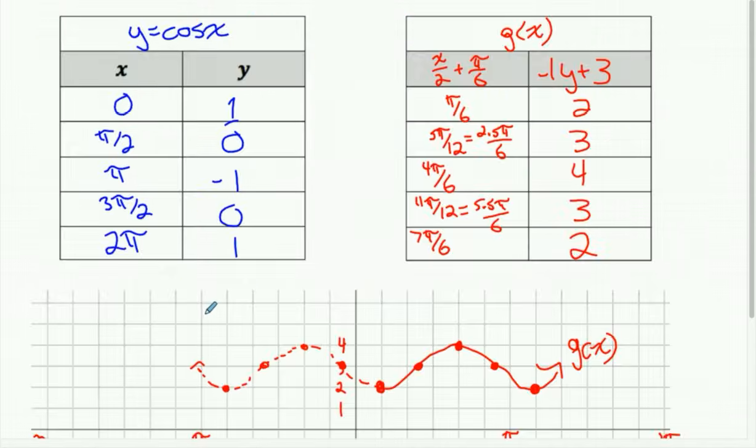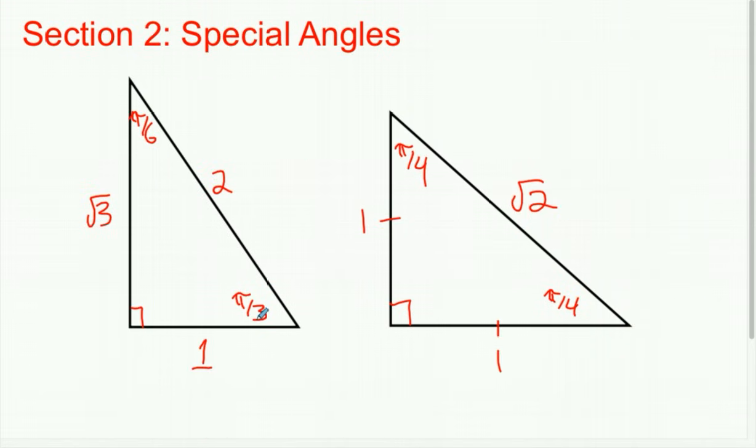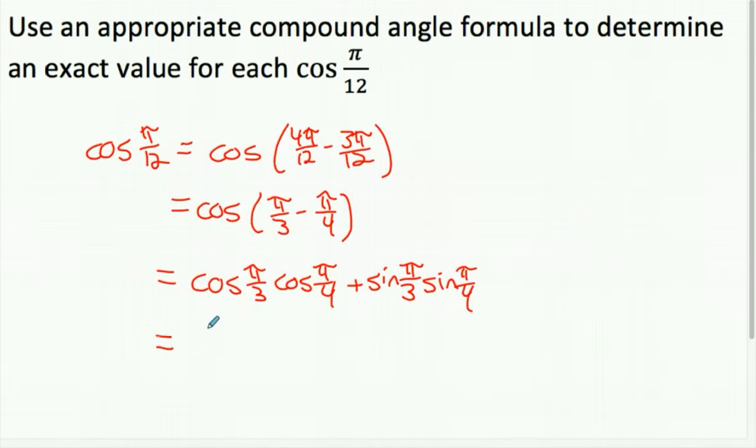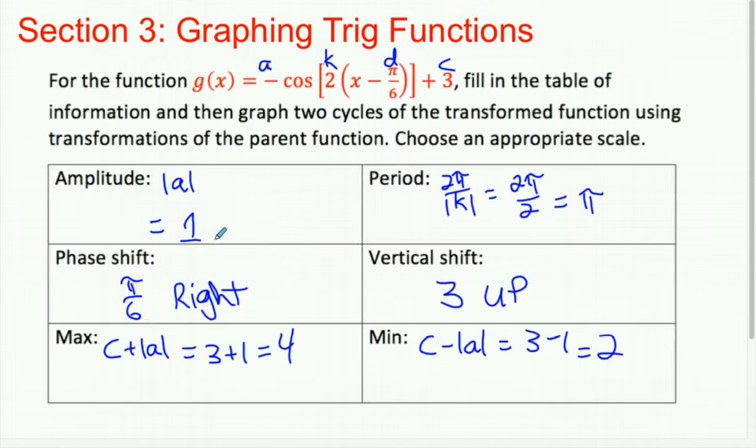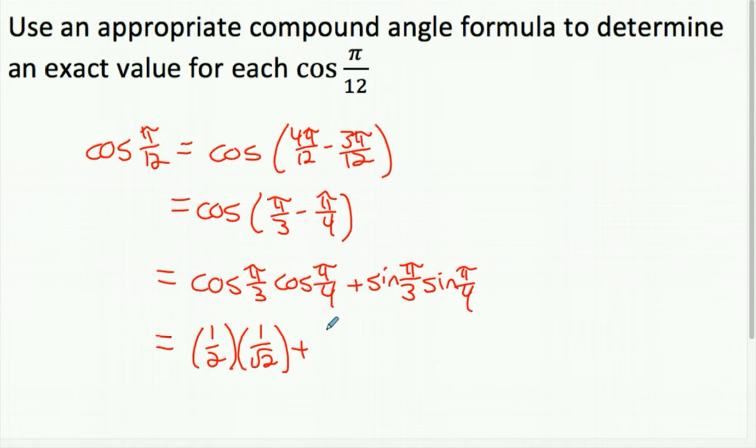So I need cos pi over 3. Cosine pi over 3 is 1 over 2. Cos pi over 4 is 1 over root 2, plus sine pi over 3, so we look back at this special triangle, sine pi over 3 is root 3 over 2, and then sine pi over 4 is also 1 over root 2.